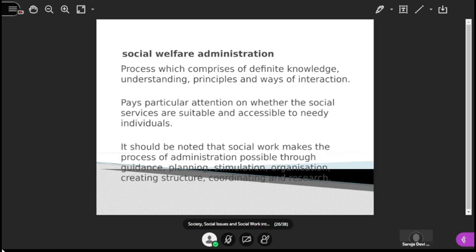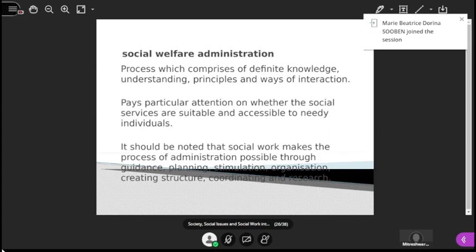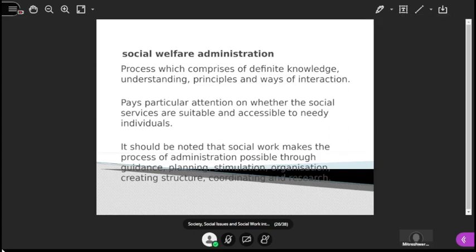The process comprises definite knowledge, understanding, principles, and ways of interaction. It pays particular attention to whether the social services are suitable and accessible to needy individuals. It should be noted that social work makes the process of administration possible through guidance, planning, stimulation, organization, creating structures, coordinating, and research.